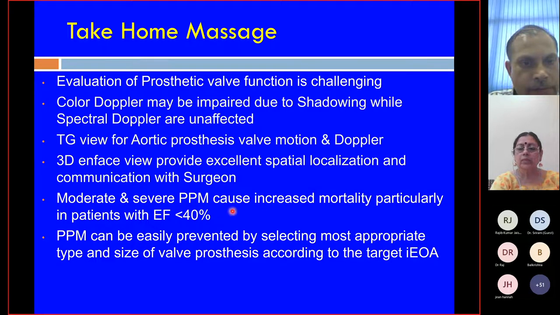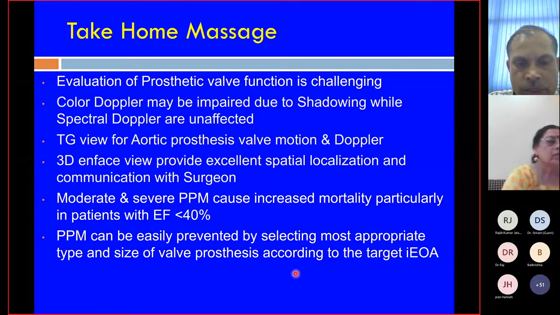Moderate and severe patient prosthetic mismatch causes increased mortality, particularly in patients with a low ejection fraction, less than 40%. And patient prosthetic mismatch can be easily prevented by selecting the most appropriate type and size of prosthesis according to the target indexed effective orifice area.